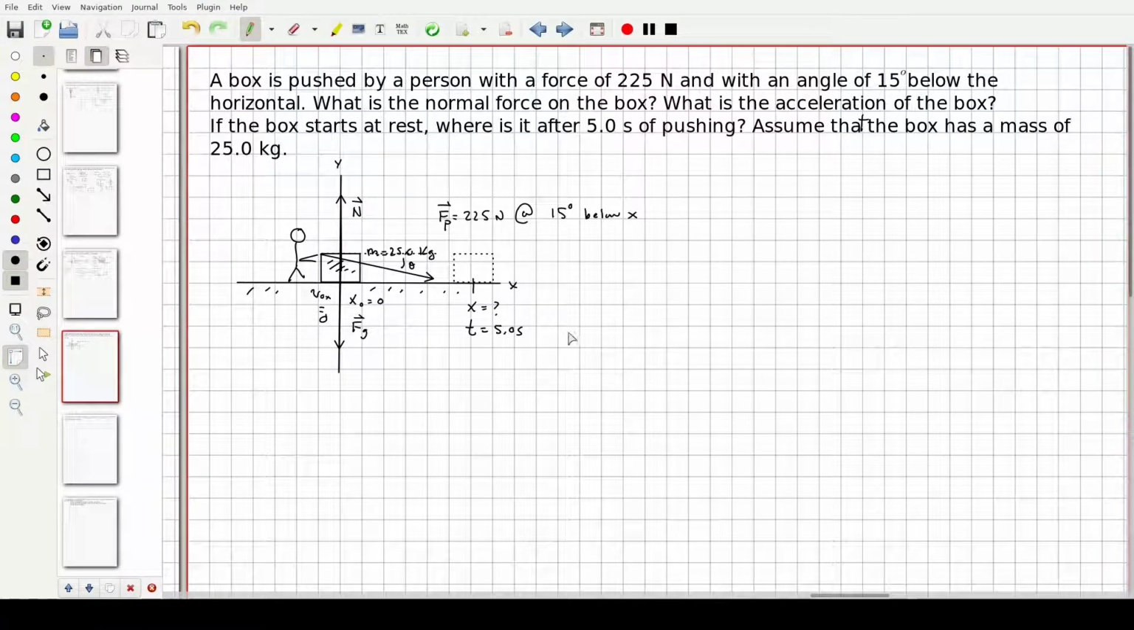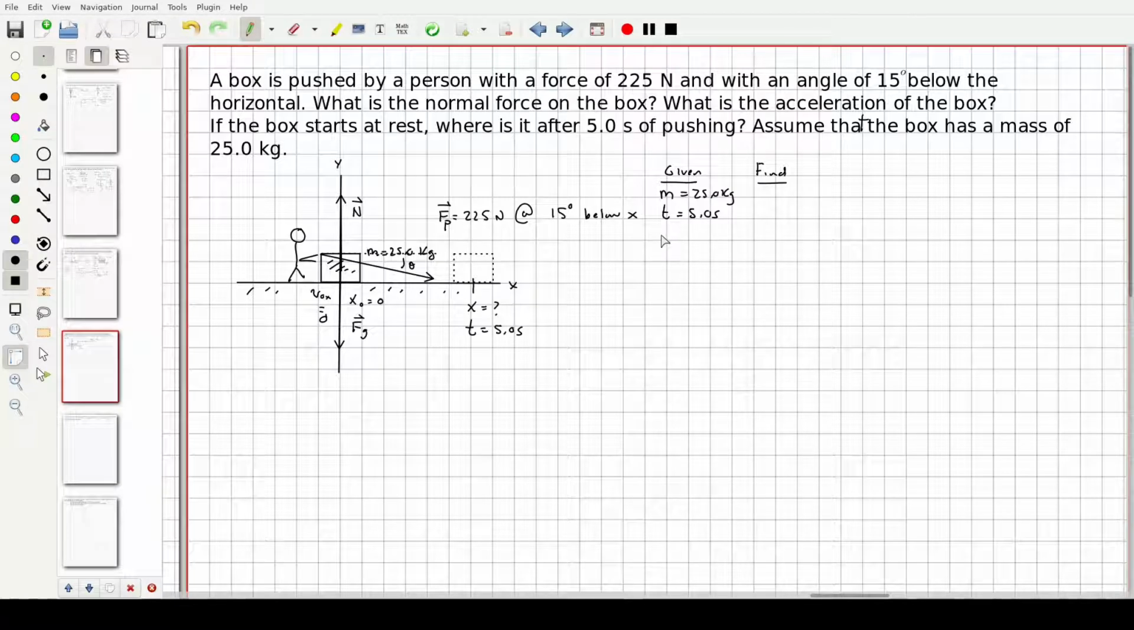Let's just finish labeling our box. We've got our mass here. It's a little obscured here, but it's still there. We have our angle. Yep, that looks good. Okay, so let's write down what we've been given and what we're trying to find. Okay, so we're given the box has a mass of 25.0 kilograms. We're given that we're looking 5 seconds into the future after our push.